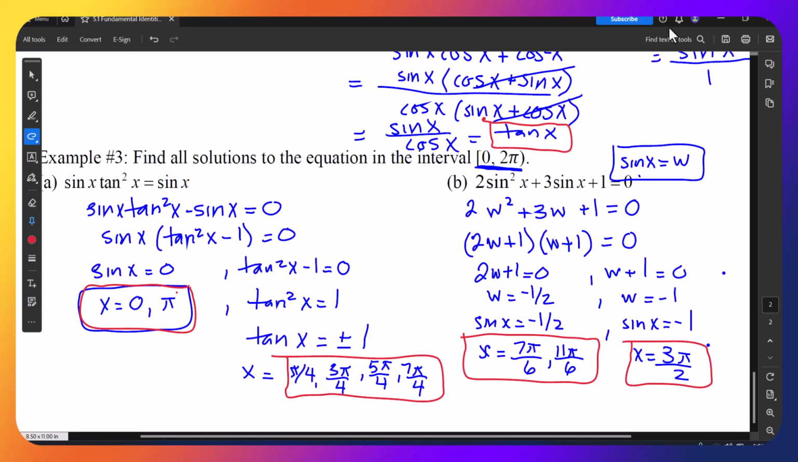So I accidentally did the work for letter B without hitting the record button. But as you can see, I used substitution, looking at this as a quadratic function, and then subbed in w for sine of x, solved the quadratic by factoring, and I got w equals -1/2 and w equals -1. W stood in for sine of x, so I went back and did the substitution. Sine of x equals -1/2 and sine of x equals -1. Solved each one for x, and we got 3 different solutions, and those are the angles that would make the original equation true.